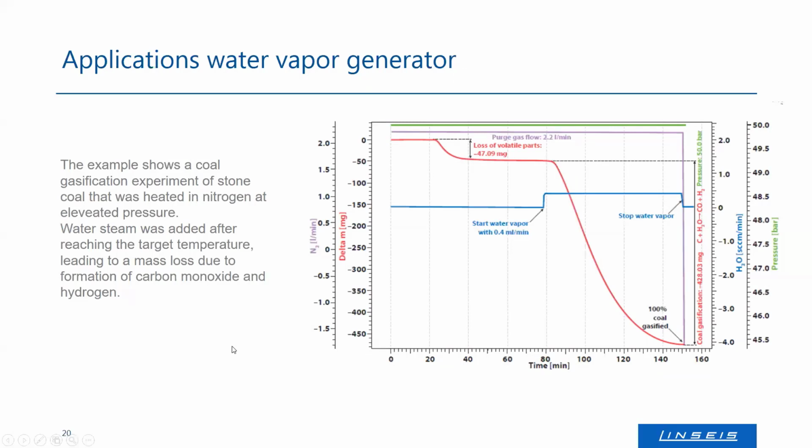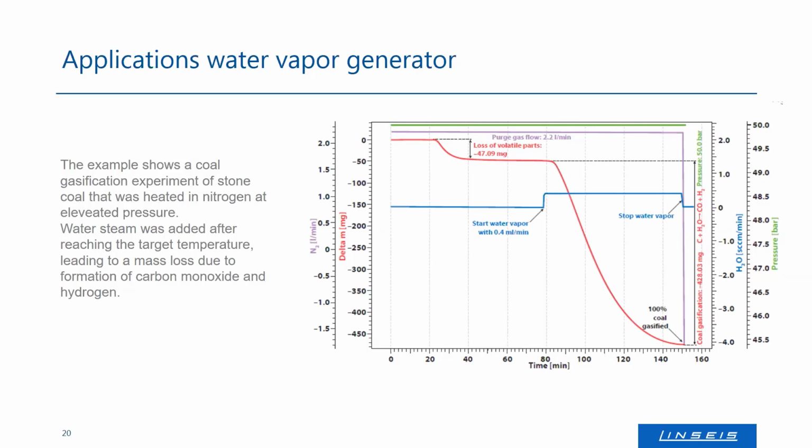I have one typical application I want to show you. The typical and classical water vapor application that we mainly sell and where we have most experience is the gasification of coal or biomass samples. If you want to access carbon that's bound to biomass or carbon from charcoal, you can access it by adding water vapor to a coal sample.